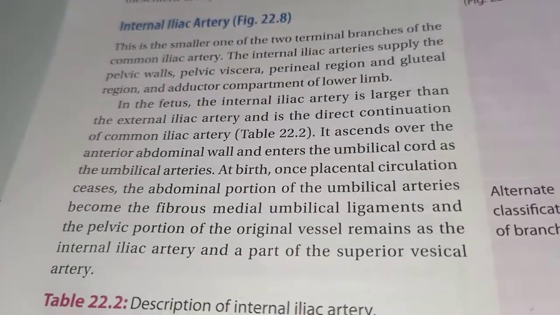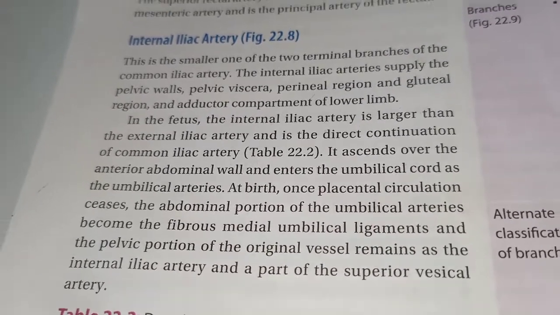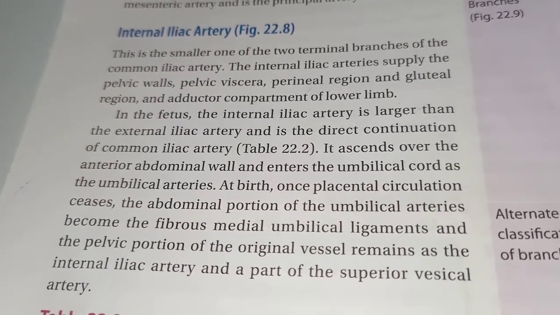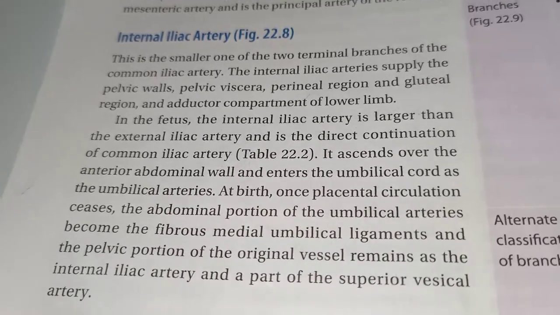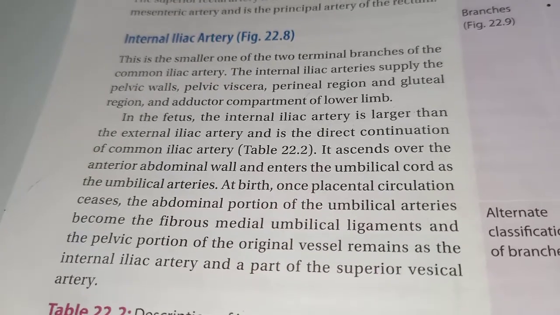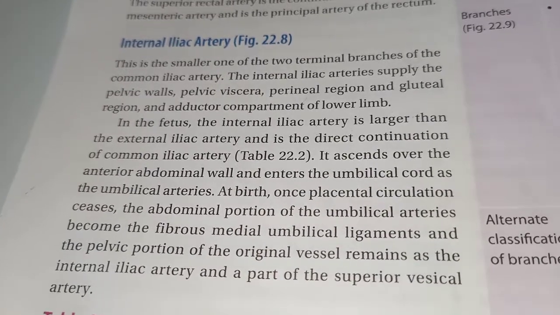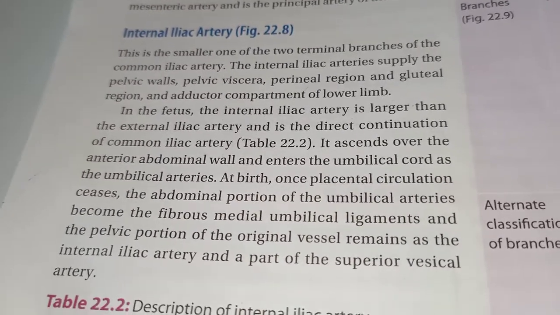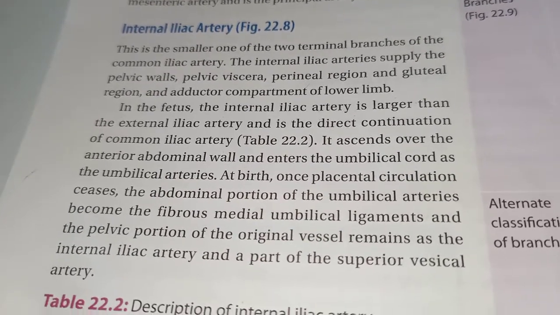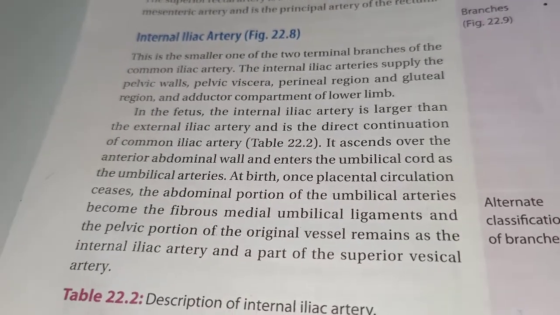Now you all know there are two umbilical arteries and one umbilical vein in the feto-placental circulation. So the umbilical artery at the abdominal level becomes the fibrous medial umbilical ligament. That is a remnant of the umbilical artery, so one remnant is the medial umbilical ligament, which is present in the abdomen. And the pelvic portion of the original vessel remains as the internal iliac artery and a part of the superior vesical artery.